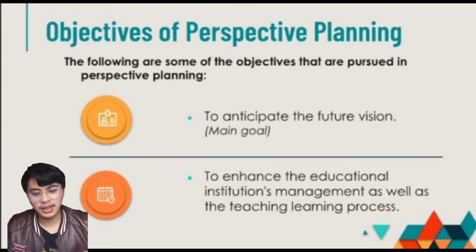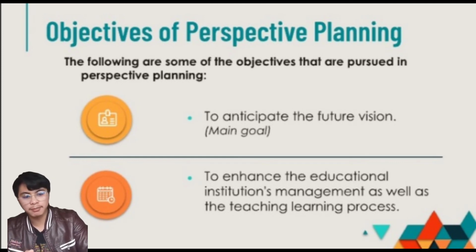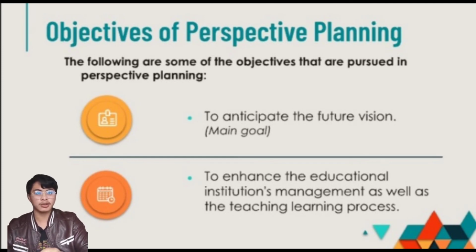So now let's go to the objectives of perspective planning. Here in perspective planning, its main goal is to anticipate the future vision. Its goal is to establish a long-term direction by dividing the primary plan into independent but interconnected subplans. It doesn't only focus on the present but also looks forward towards future development. It's a continuous and step-by-step process where you need to make sub-plans in order to achieve a better and greater plan.